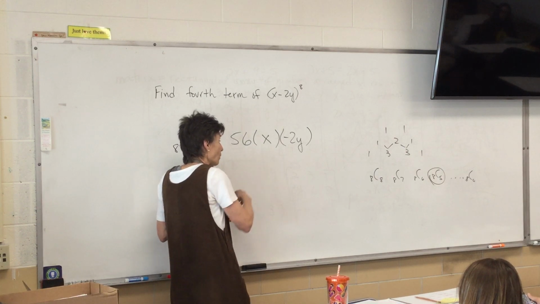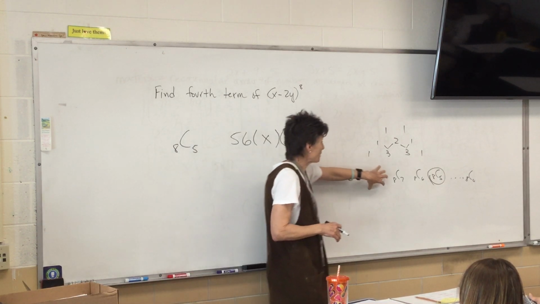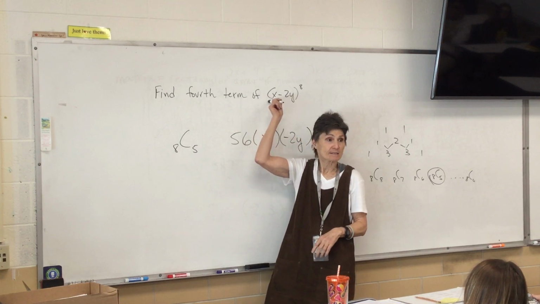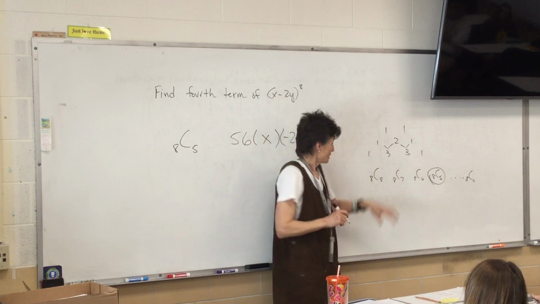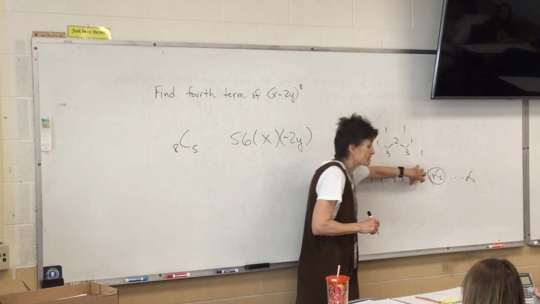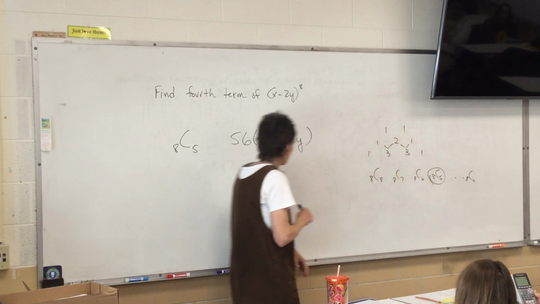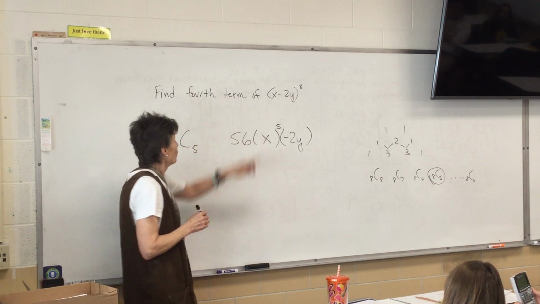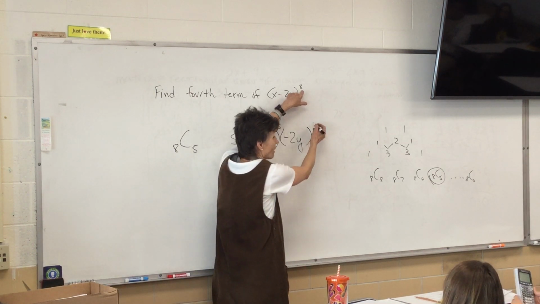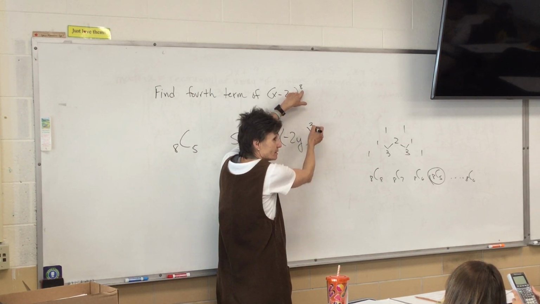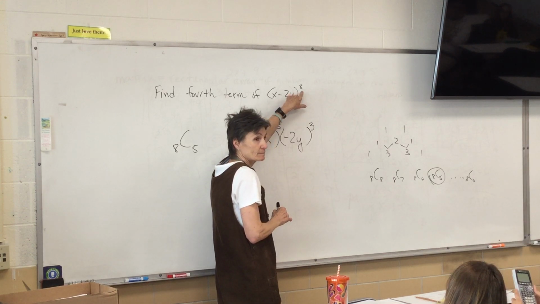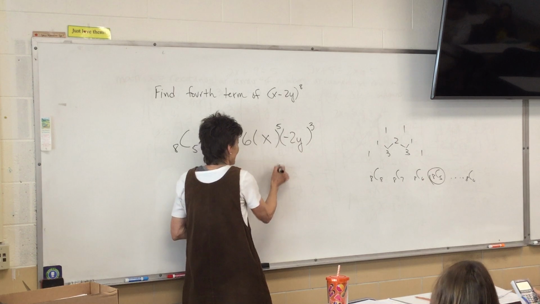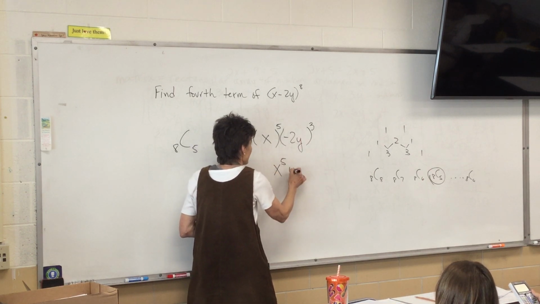Then I'm going to put my powers on. Well, in the very first number, the power on X would be 8. So it would be 8, 7, 6, 5. So the power on my X is 5, which means that the power on my Y has to be 3. So I know I'm going to have an X to the 5th and a Y to the 3rd.